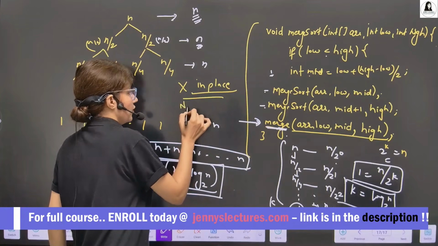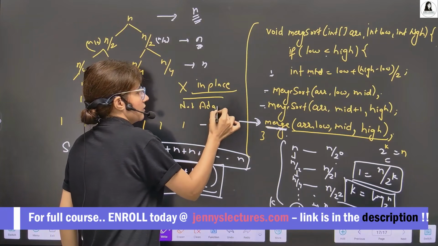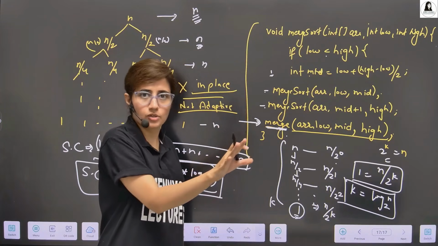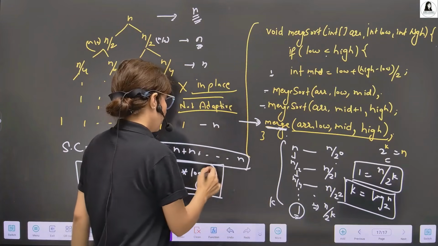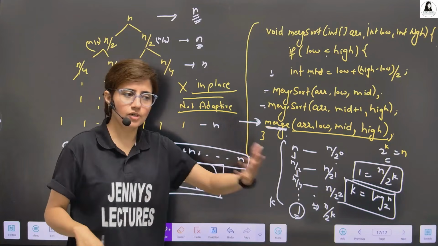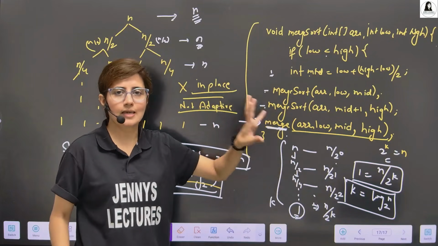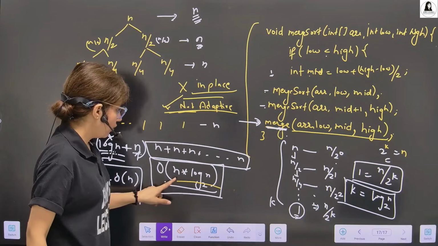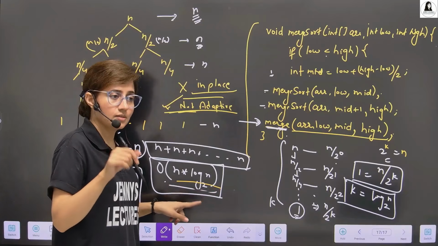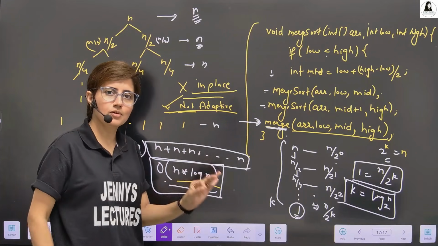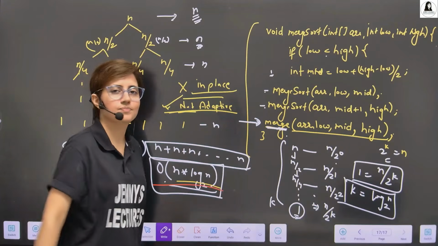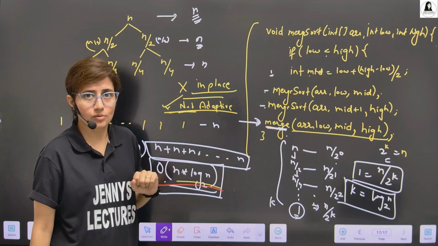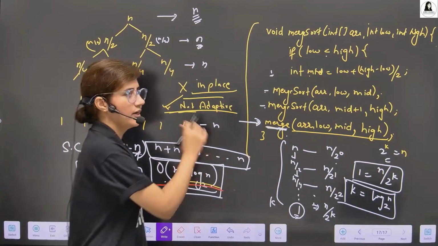Is it adaptive? No, it's not adaptive, because whether the array is sorted or not, it will not take advantage of that. The time complexity would be n log n in every case, whether the given array is sorted, unsorted, almost sorted, or any array. So it's not adaptive. The time complexity is always guaranteed. When you apply merge sort, the time complexity would be n log n. That's good rather than n square. And it's stable also. But one drawback is the extra space we are taking.